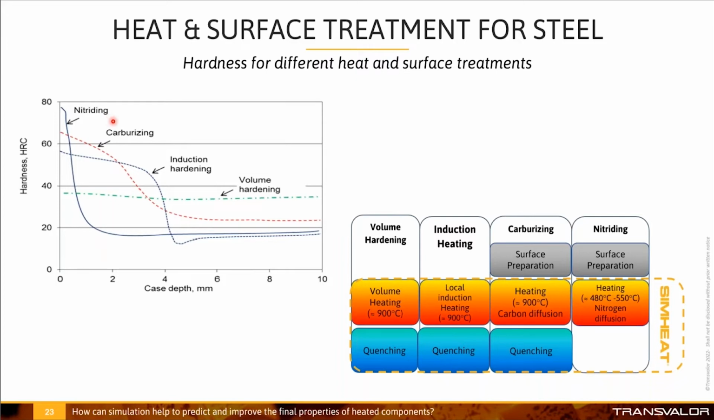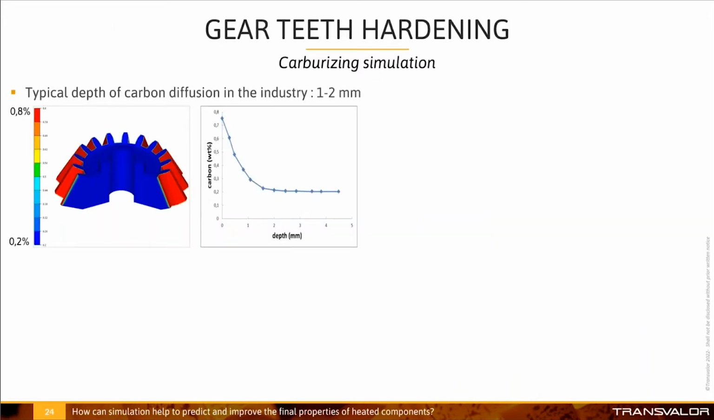Now we will focus on carburizing and induction hardening, and we will see, thanks to these two treatments, the hardness distribution and the influence of these two surface treatments on the steels. Here we have a carburizing case where we enrich the surface of the part with carbon. Here we see the carbon distribution and the depth of the part.